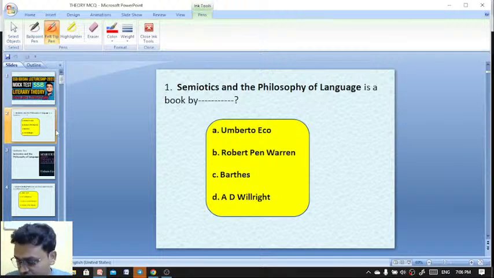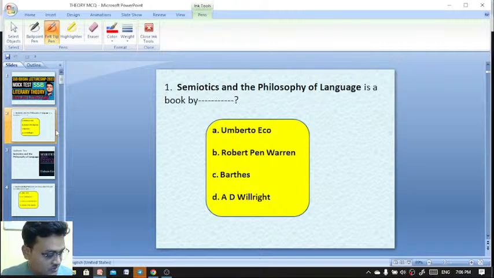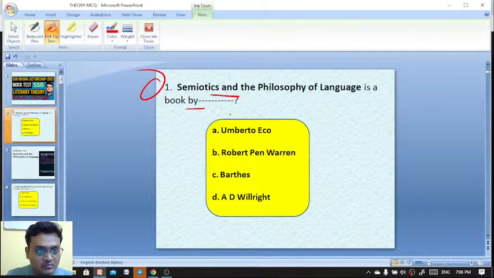So here is the first question on your screen for the upcoming SSB Odisha lectureship exam. You can answer it here. The first question is that Semiotics and the Philosophy of Language is a book by Umberto Eco, Robert Penn Warren, Roland Barthes, or A.D. Hope.